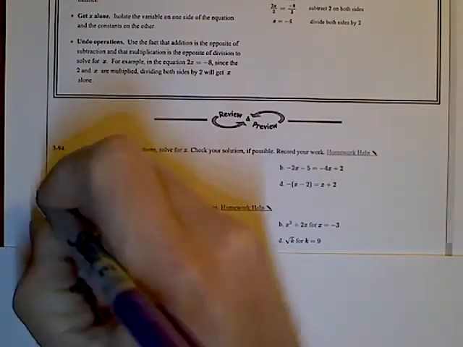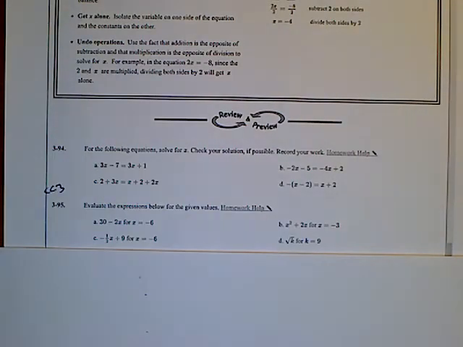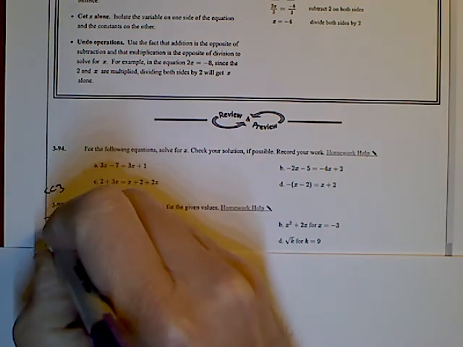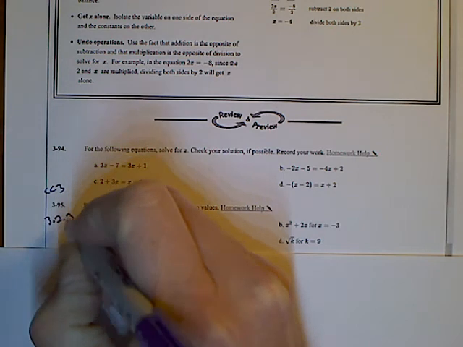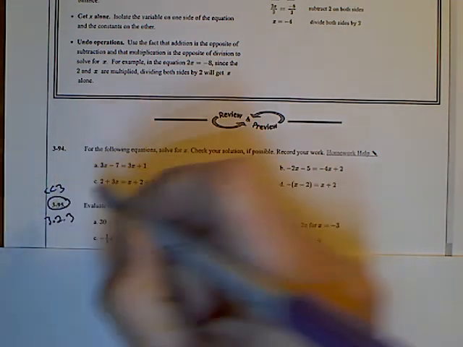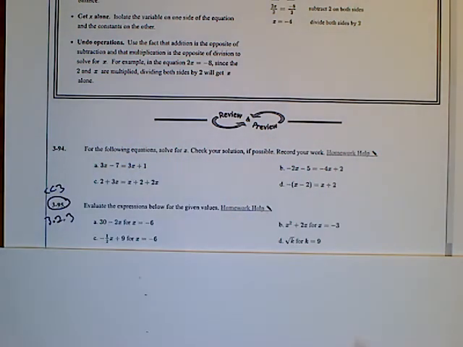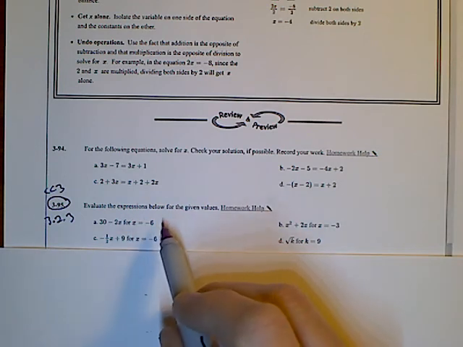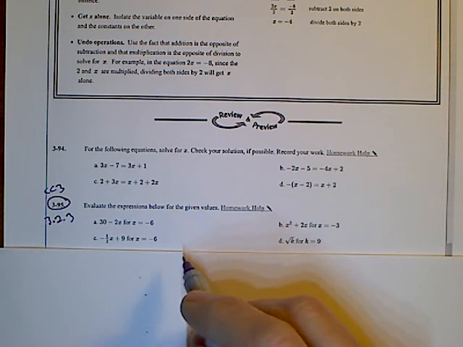We are going to take a look at this is CC3, section 3.2.3 and number 3-95. So it is asking us to evaluate the expressions below for the given values.